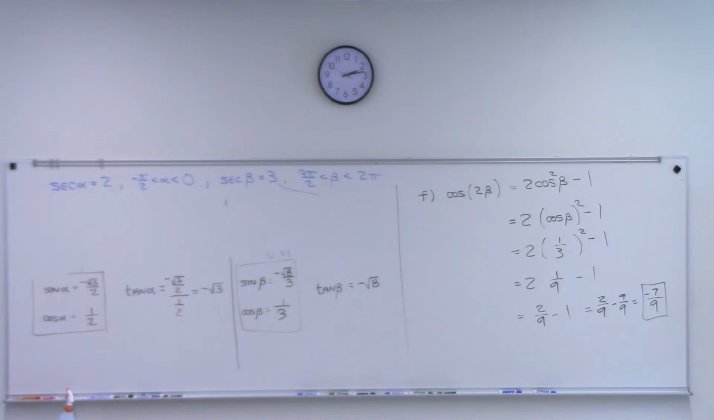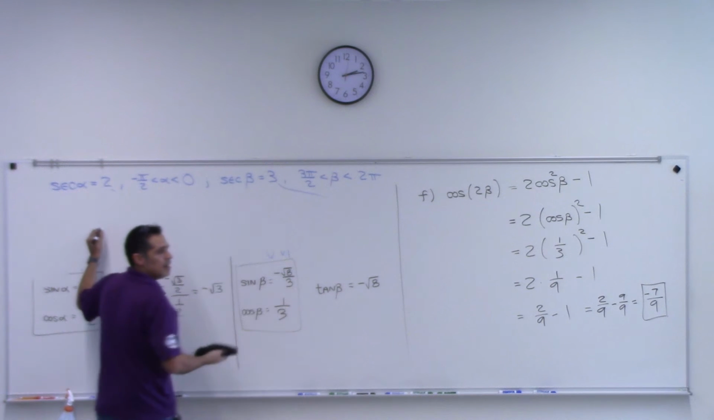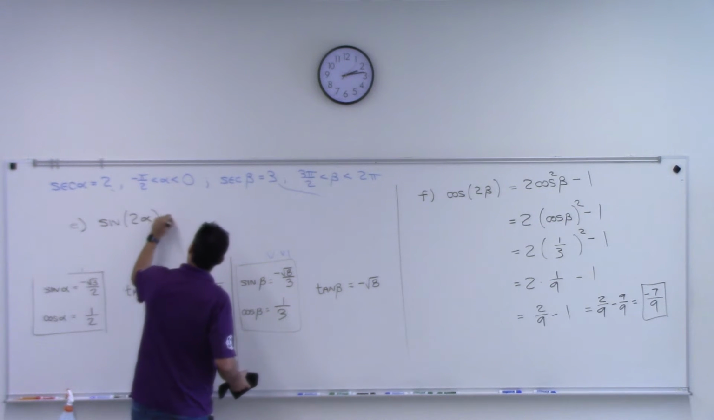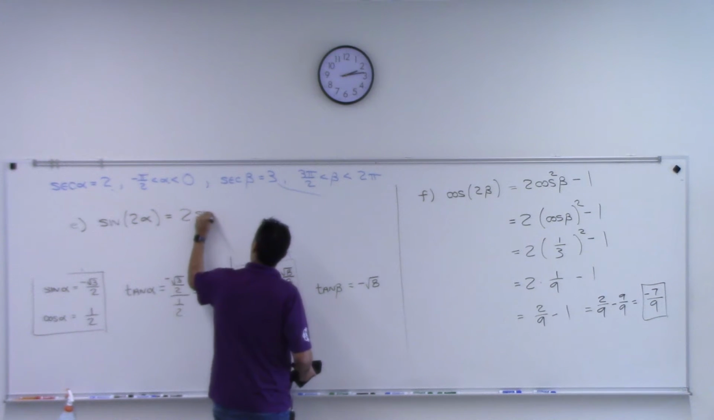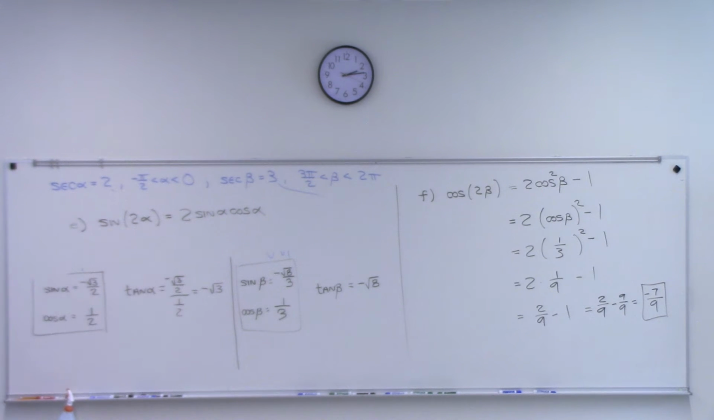Do I need to do a sine double or no? You want to do sine 2 alpha? That one's a lot easier than this one. I can squeeze that one in right here. How about sine of 2 alpha? There's only one option for this formula: 2 sine alpha cosine alpha. Go ahead and do that. While you're doing that, I'm going to look at something real quick.